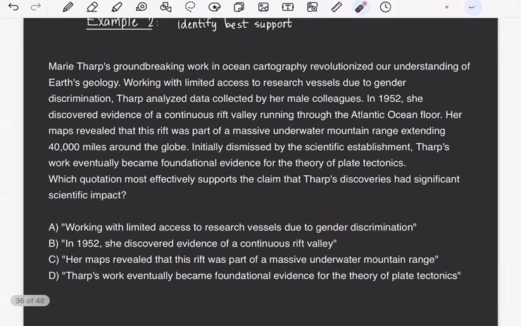Mary Tharp's groundbreaking work in ocean cartography revolutionized the understanding of Earth's geology. Working with limited access to research vessels due to gender discrimination, Tharp analyzed data collected by her male colleagues. In 1952, she discovered evidence of a continuous rift valley running through the Atlantic Ocean. Her maps revealed that this rift was a part of a massive underwater mountain range extending 40,000 miles around the globe. Initially dismissed by the scientific establishment, Tharp's work eventually became foundational evidence for the theory of plate tectonics.